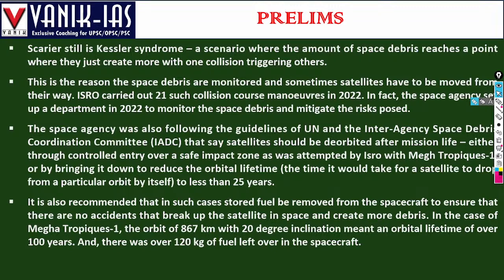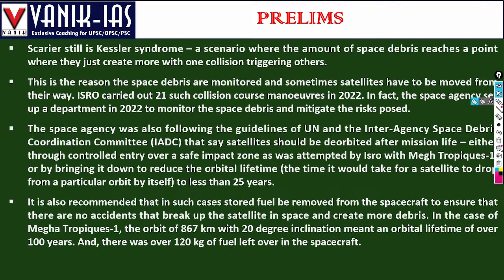In fact, the Space Agency set up a department in 2022 to monitor the space debris and mitigate the risk posed by it. The Space Agency is also following the guidelines of the UN and the Inter-Agency Space Debris Coordination Committee, which say satellites should be deorbited after the mission life, either through controlled re-entry over a safe impact zone, as was done by ISRO with Megha-Tropiques-1, or by bringing it down to reduce the orbital lifetime, the time it would take for a satellite to drop from a particular orbit by itself, to less than 25 years.